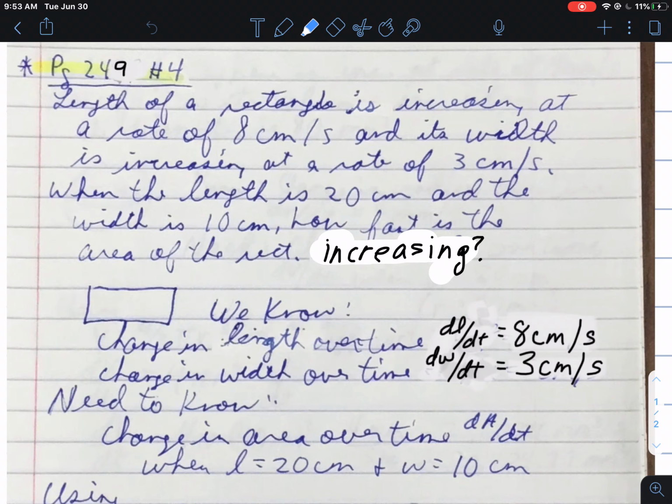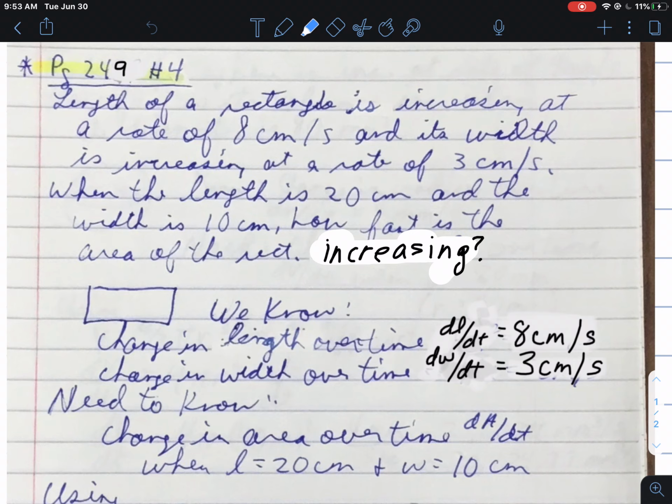I'm taking this first from the homework section, number 4 on page 249. I'm looking at, given that the length of a rectangle is increasing at a rate of 8 centimeters per second, and its width is increasing at a rate of 3 centimeters per second. When the length is 20 centimeters and the width is 10 centimeters, how fast is the area of the rectangle increasing? Right? So first, just labeling the information.